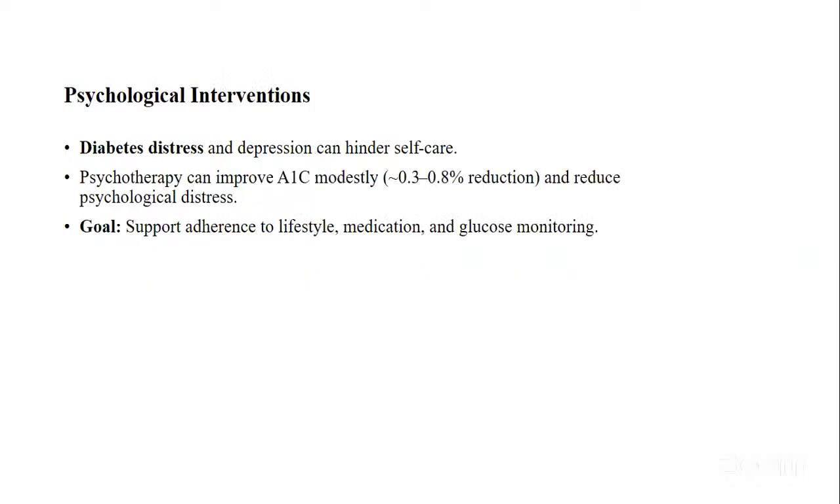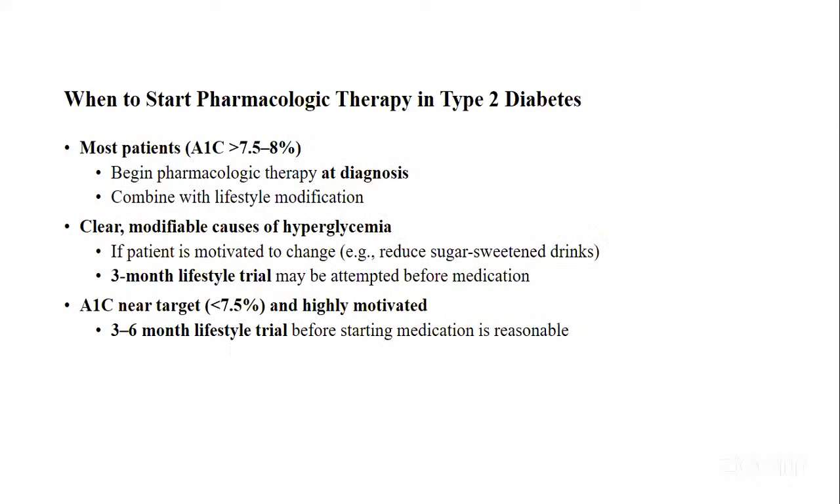The other one is psychological intervention. So patients are predisposed to developing distress or depression, what we call diabetes distress, because of the responsibility of managing several components of their life. One study has shown that psychotherapy can improve A1C modestly and reduce psychological distress. So the goal is to support adherence to lifestyle, medication, and glucose lowering. So these five, medical nutrition therapy, weight management, exercise, intensive lifestyle modification, and psychological intervention, are the main components of diabetes education. Then we go to the pharmacologic treatment.